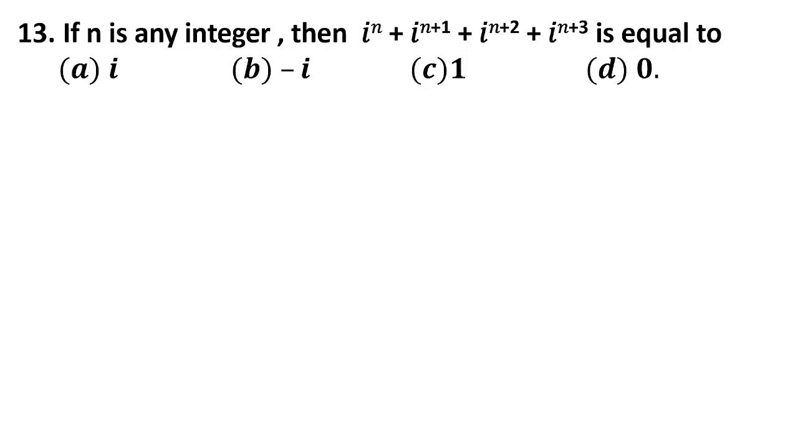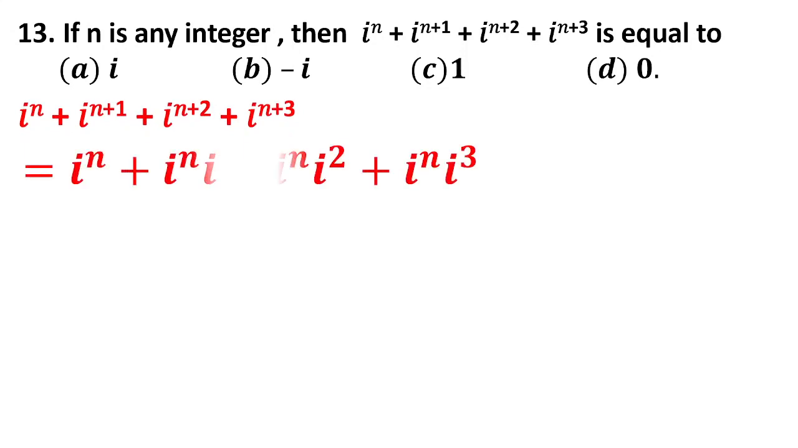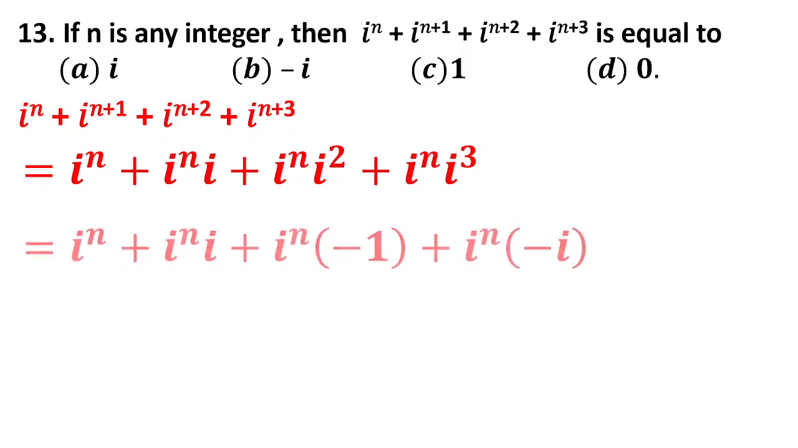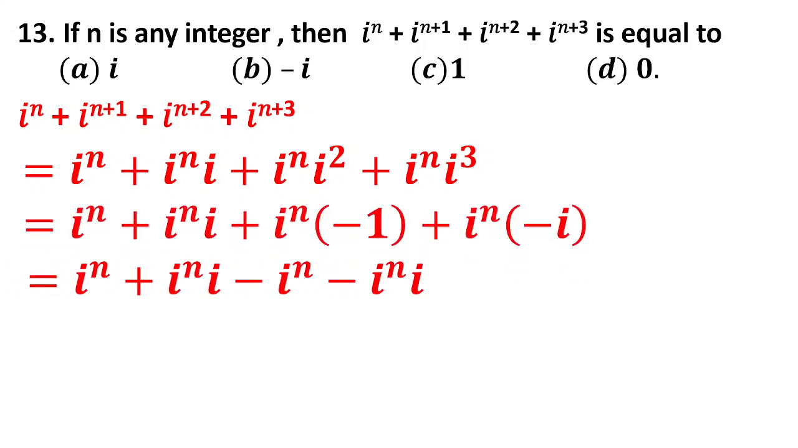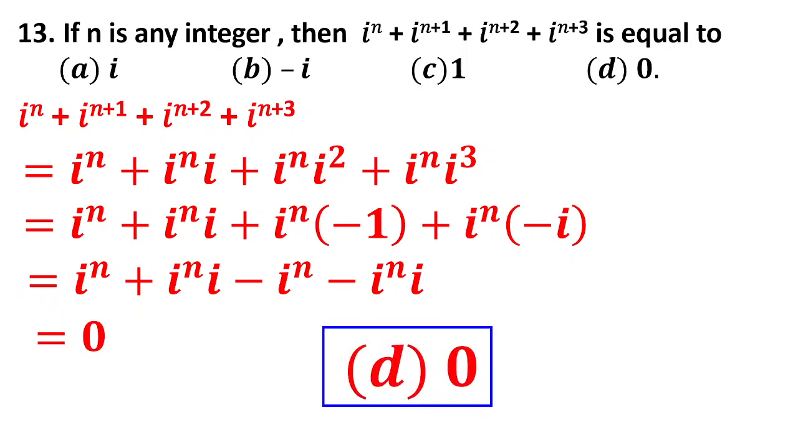Question number 13. If n is any integer, then i power n plus i power n plus 1 plus i power n plus 2 plus i power n plus 3. We have to use the powers of i. For i power n, i power n plus 1 is i power n into i, i power n plus 2 is i power n into i square, i power n plus 3 is i power n into i cube. Now i square is minus 1, i cube is minus i. Making use of it, when you expand, all get cancelled, you will get 0. Therefore, the answer is D, 0.